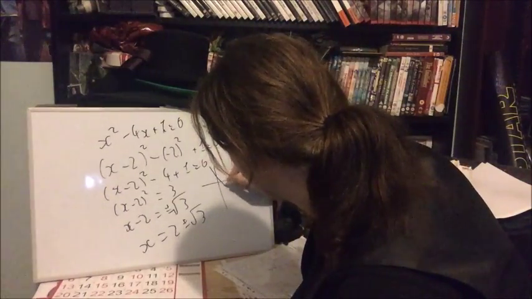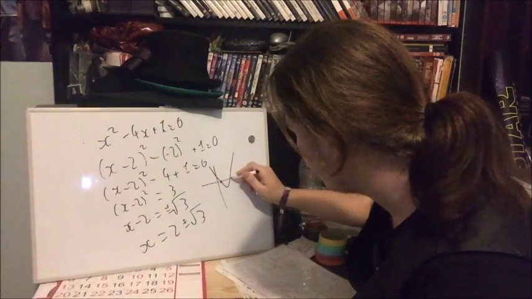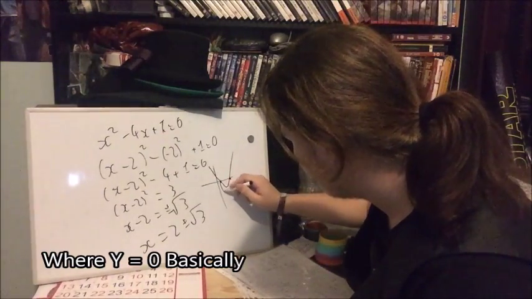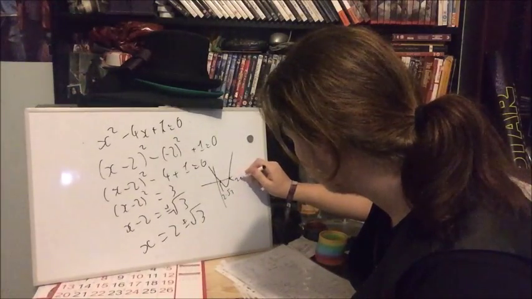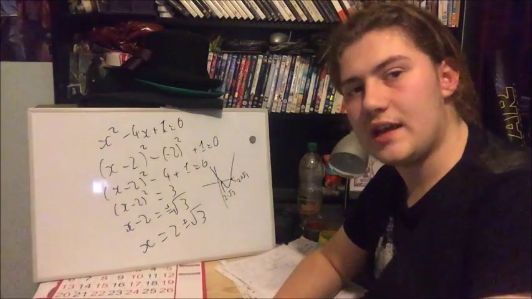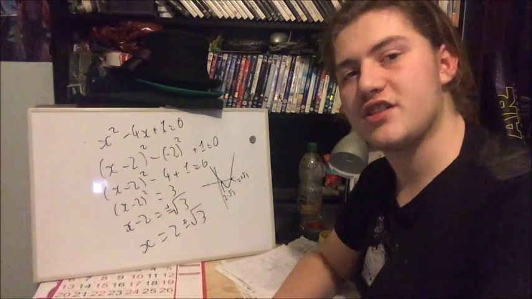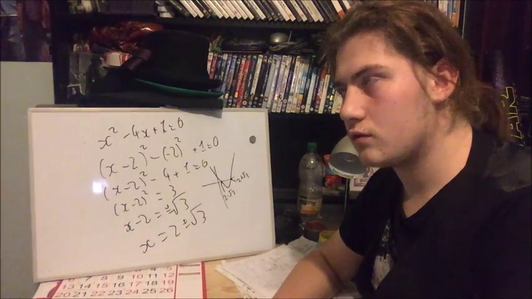So you have a graph that looks something like this, right? And these points here, we call these the roots. And here it's 2 minus root 3, and this right here is 2 plus root 3. And more often than not, you'll be asked to figure out what the roots are because reasons.